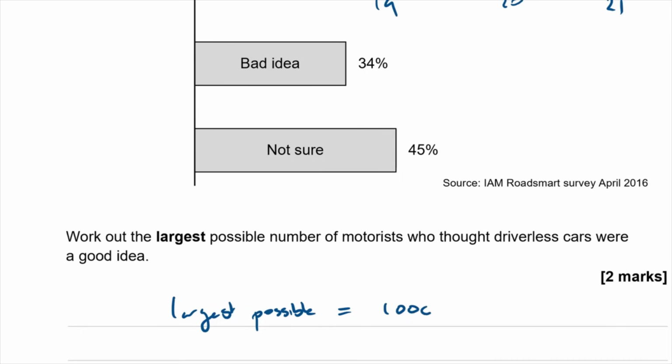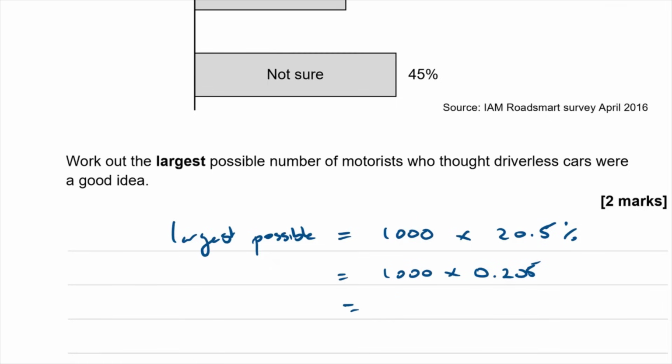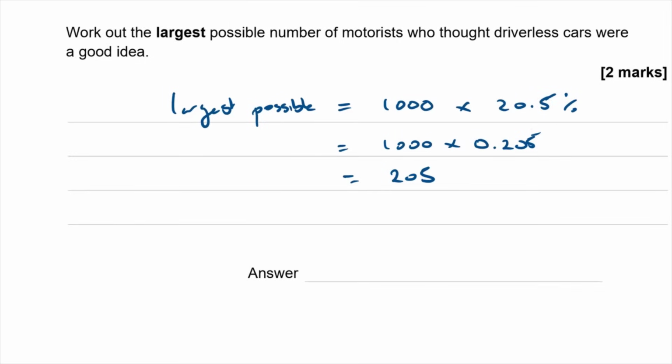is going to be 1,000 times by 20.5%, which is 1,000 as a multiplier, that's 0.205, isn't it? So that is 205. Now, strictly speaking, if it was 205 exactly, that would round up to 21% and not down to 20%. So I'm going to subtract 1 from that and write my answer as 204, because I know that definitely will round down to 20%.